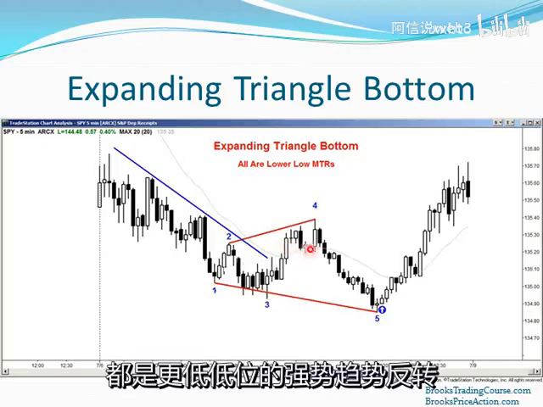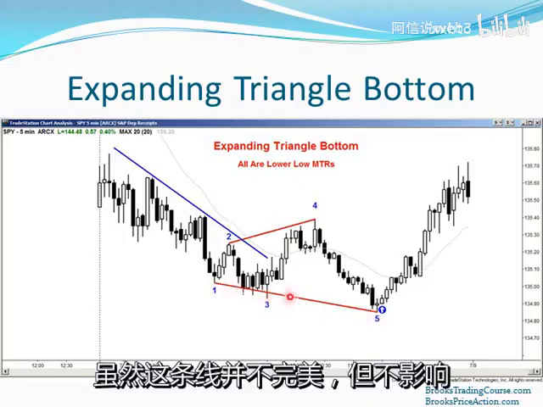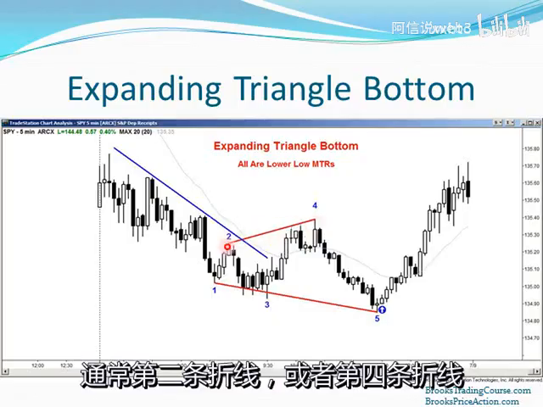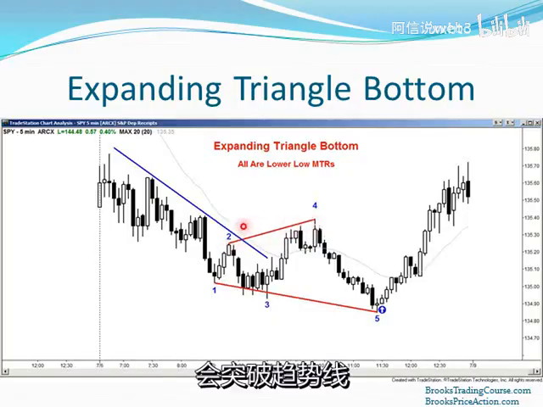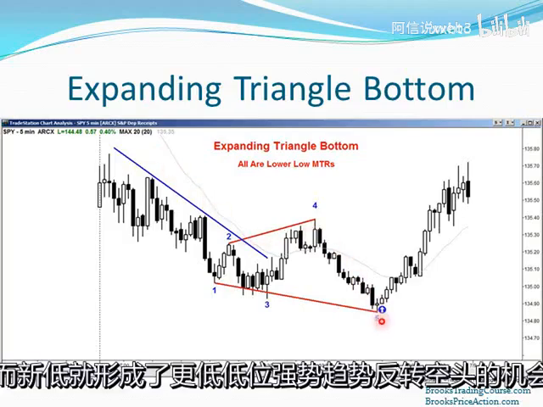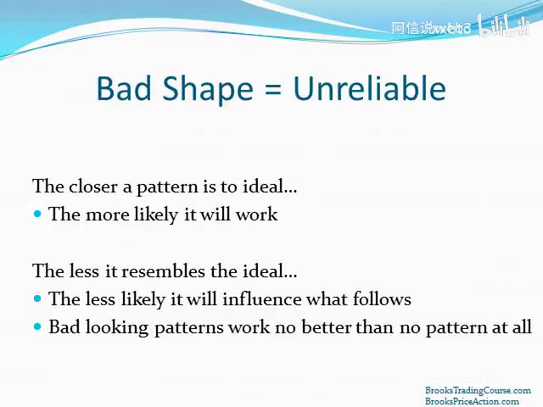All expanding triangle bottoms are lower low major trend reversals. 3 pushes down, 1, 2, 3. Does not matter that the line is not perfect. We broke above the trend line. Usually leg 2 or leg 4 will break above the trend line. Here's the trend line, and break above the moving average. And then the new low forms the buy signal for the lower low major trend reversal. We have a bull body, and that makes the likelihood of a successful trade higher.